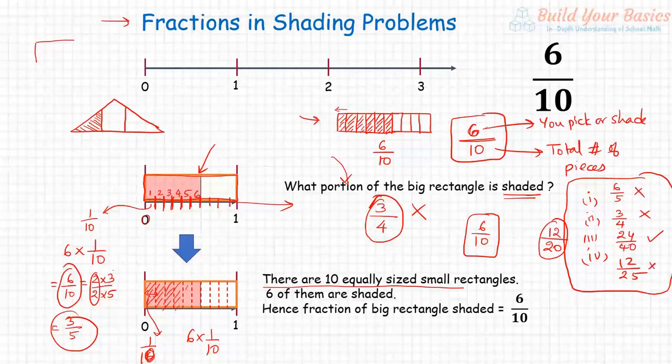So why is it 24 by 40? Because you can multiply it. 6 by 10 into 4 into 4, the value does not change, so 24 by 40. This third choice looks very different from your answer, but it is the equivalent fraction. The value of that is the same as what you got. So you have to be careful in picking the right one.